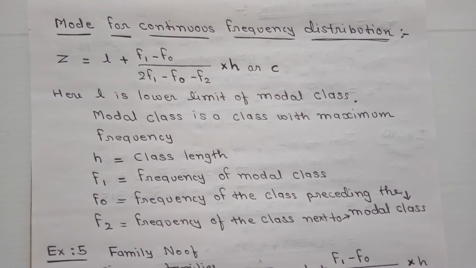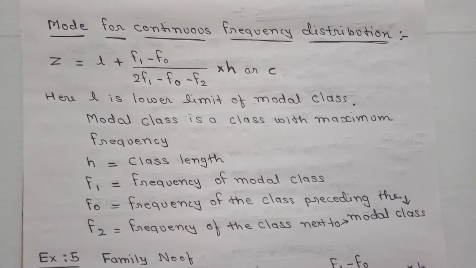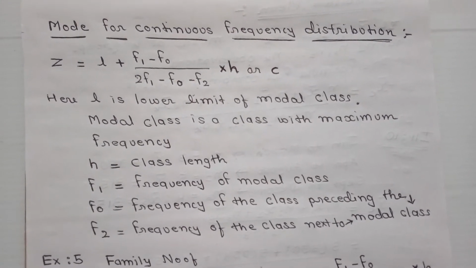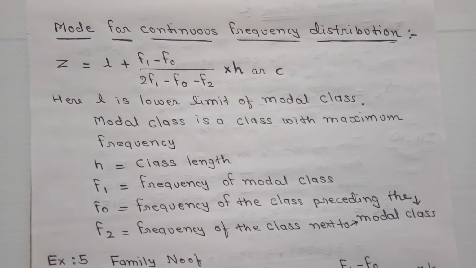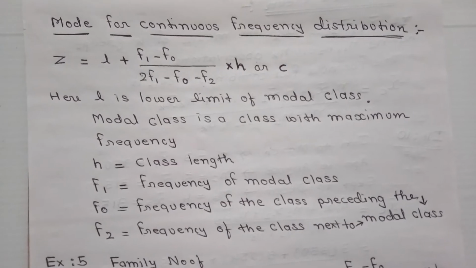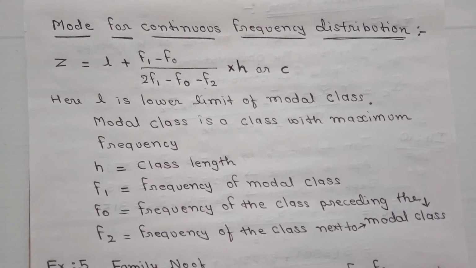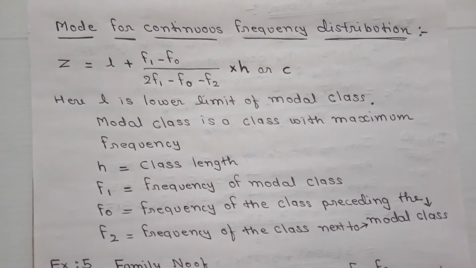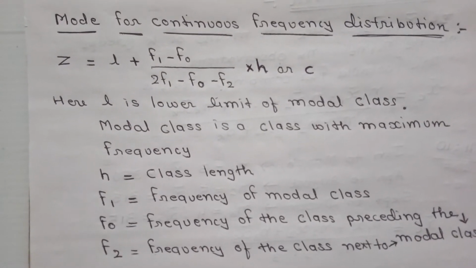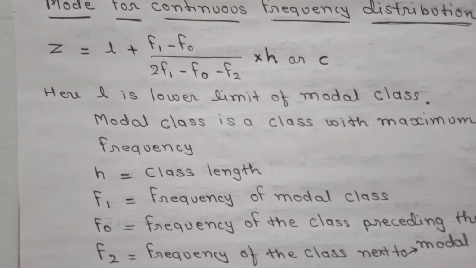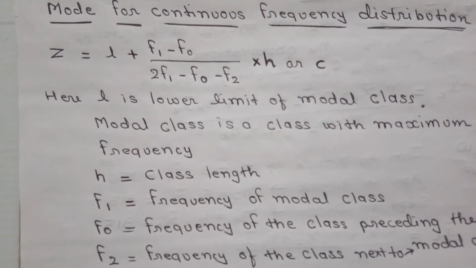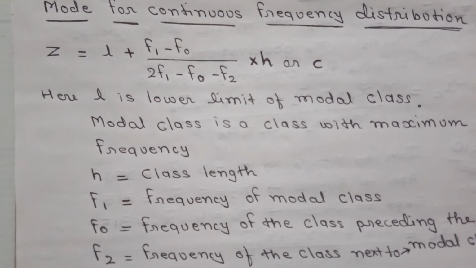Now let us see mode for continuous frequency distribution. As I told you in the last video, continuous frequency distribution means distribution with classes. Now the formula is Z is equal to, mode is denoted by capital Z. So Z is equal to L plus (F1 minus F0) upon (2F1 minus F0 minus F2) into H. H or C also we can write.